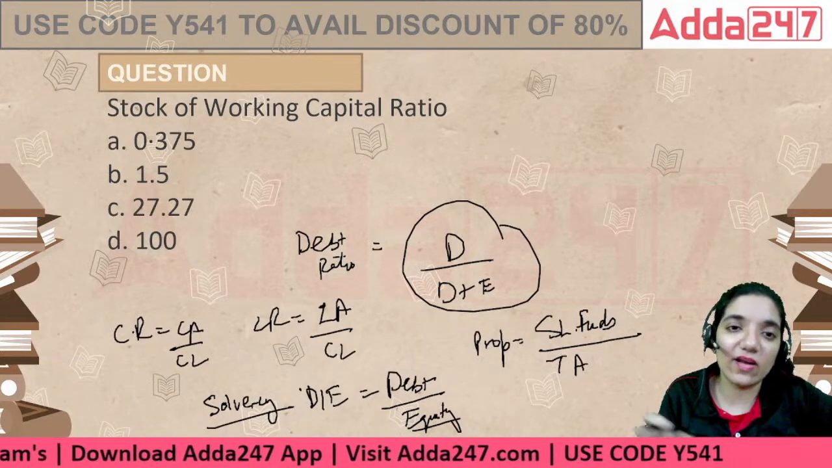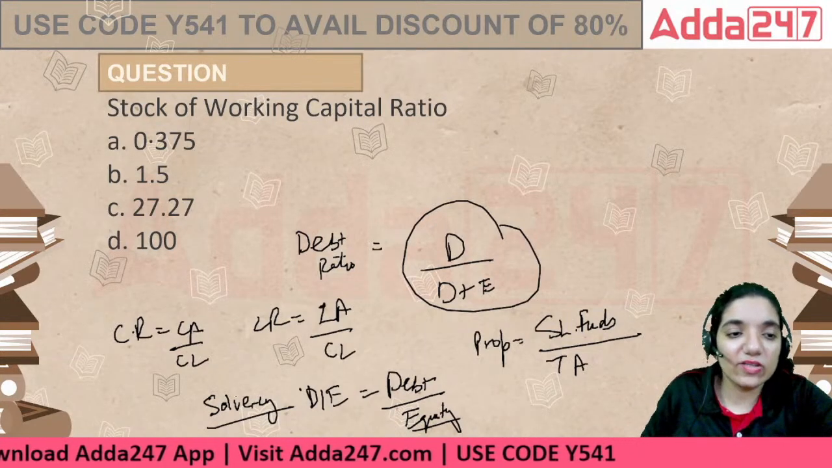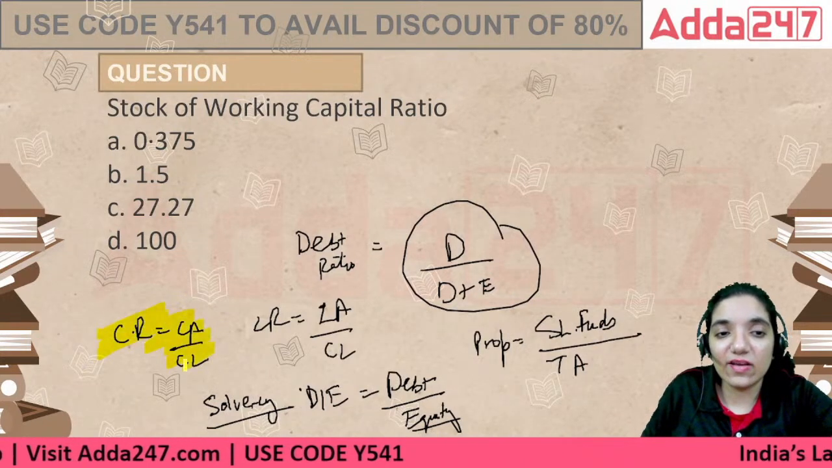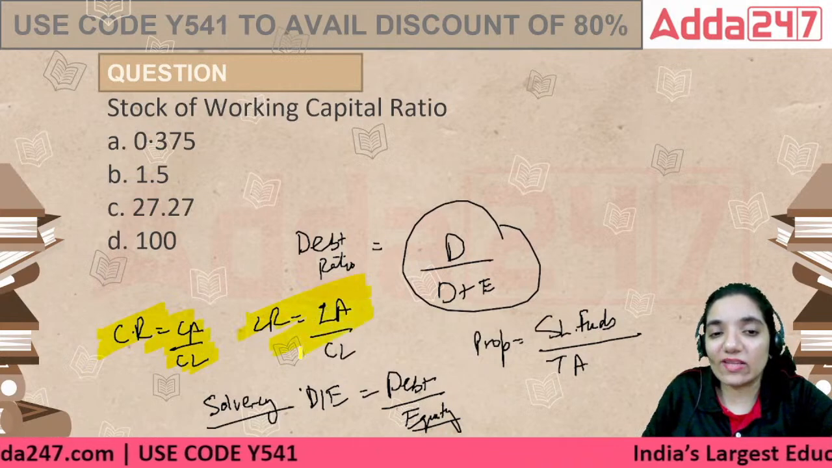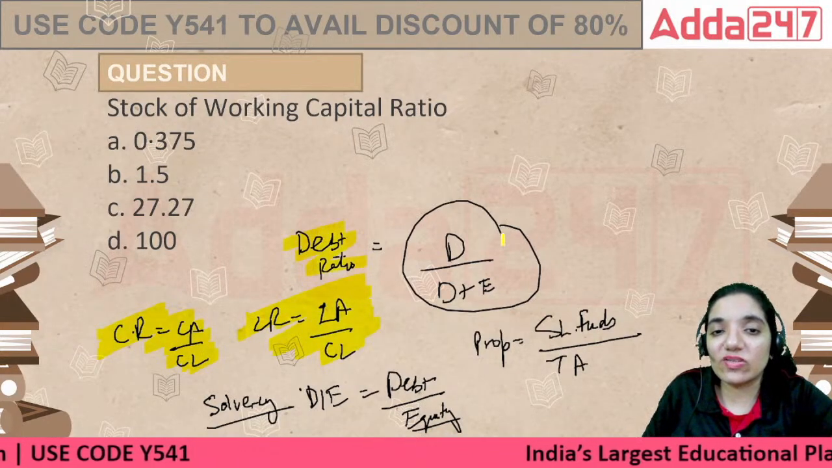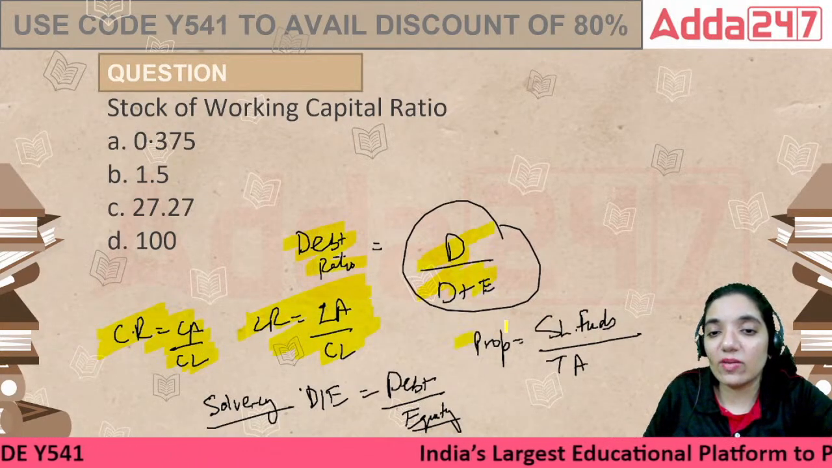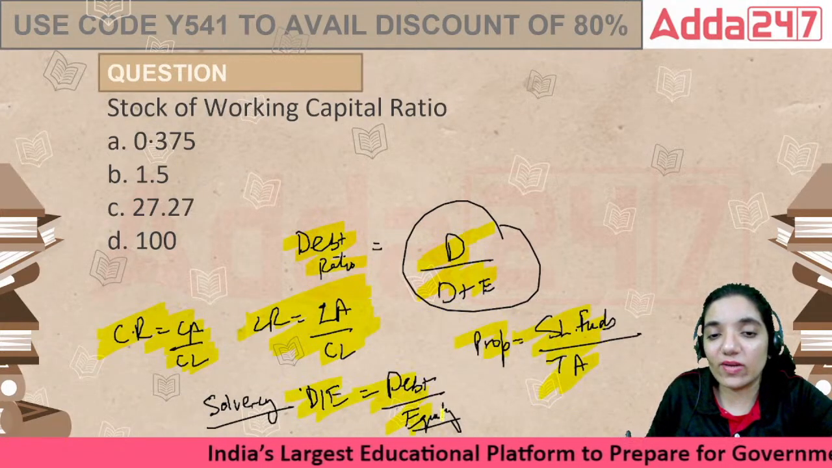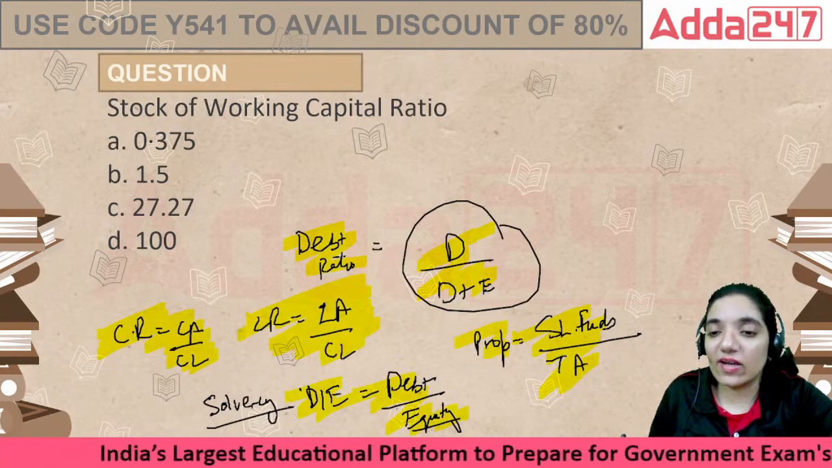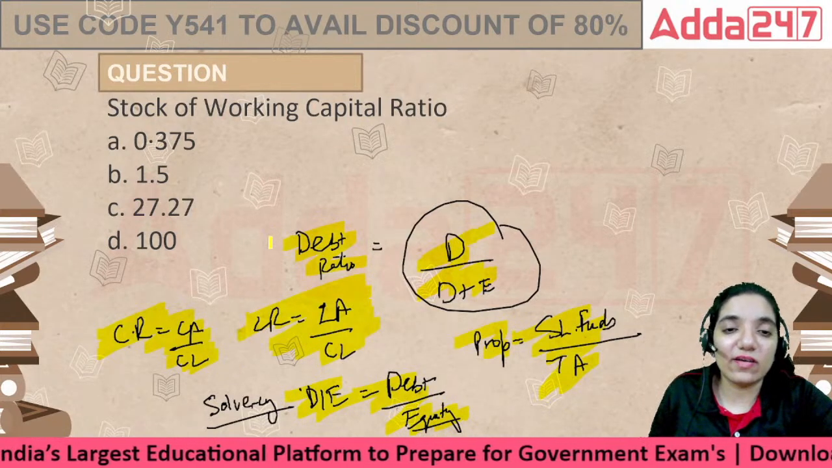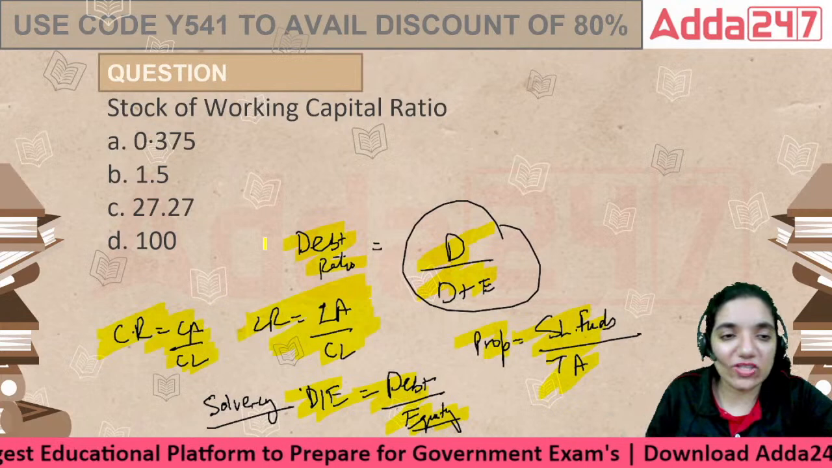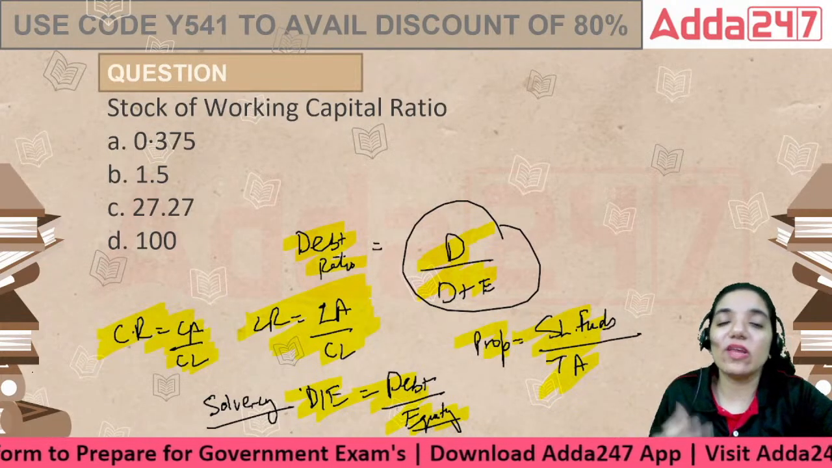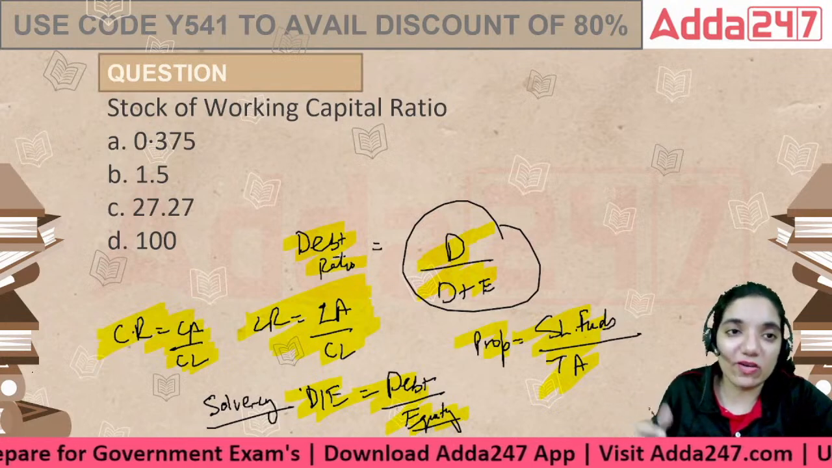So these are the various ratios which are really important and can be asked in the examination. In one particular area, I've given you all the ratios together. First, current ratio is CA upon CL. Liquid ratio is liquid assets upon CL. Debt ratio is debt upon debt plus equity. Proprietary ratio is shareholders' funds divided by total assets. Solvency is debt upon equity. This is not a question anymore, these were just the various formulas that I've given you. I hope that with every revision, you will be able to learn it in a proper way.